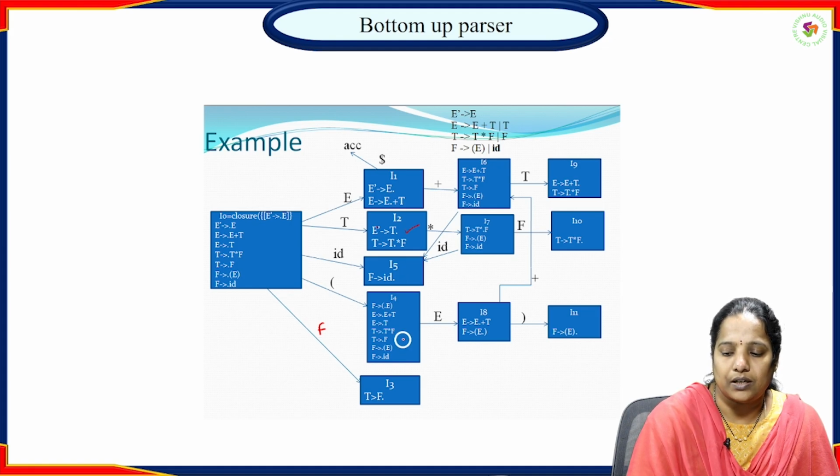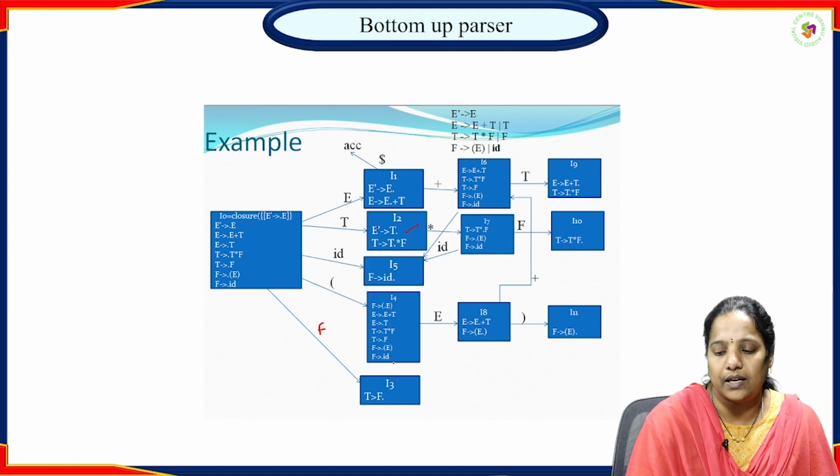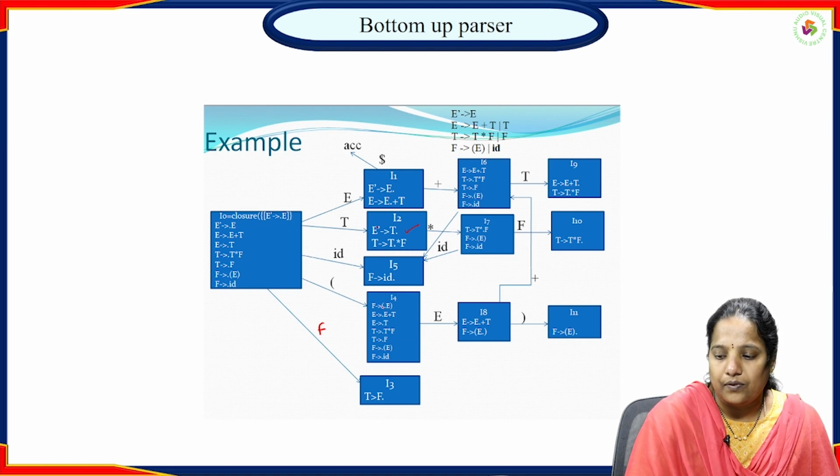Then we need to construct on I4. In I4 dot followed by E is there, T is there, F is there, left parenthesis is there and ID is there. For everything we need to find out. On E, whenever we are finding on E, this is the first production we are going to get, that is F tends to left parenthesis E dot right parenthesis.